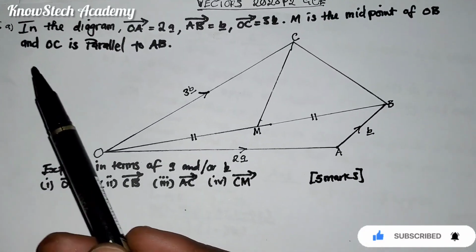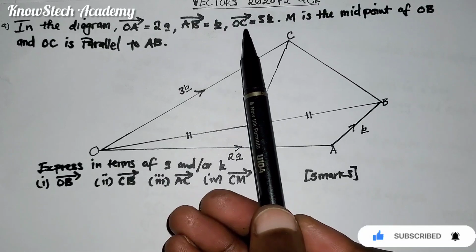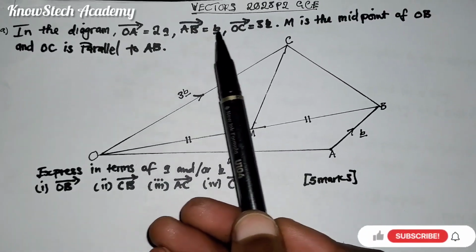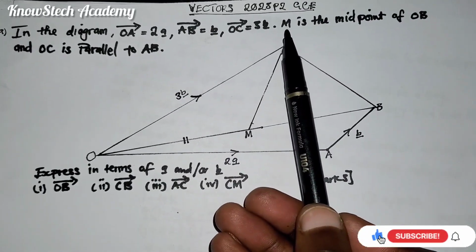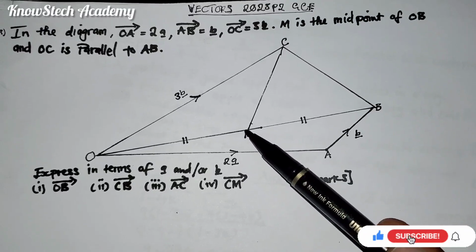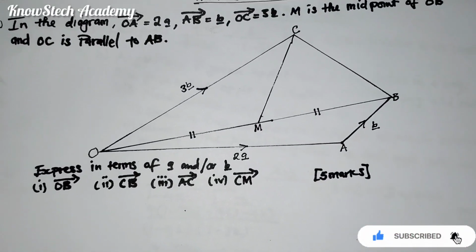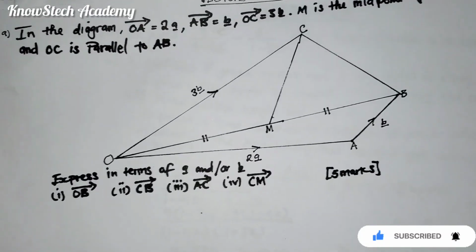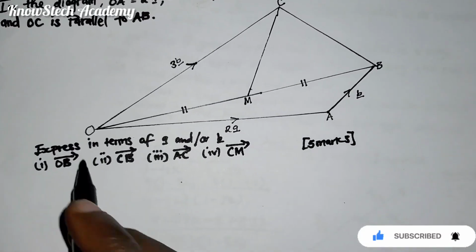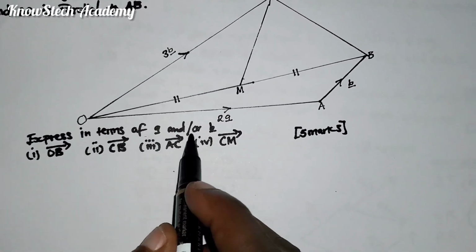So we are given important information here. Vectors telling us M is the midpoint. Here M is the midpoint. So without wasting much of the time, let's just solve this beautiful question. We're asked to express in terms of A and B vectors.